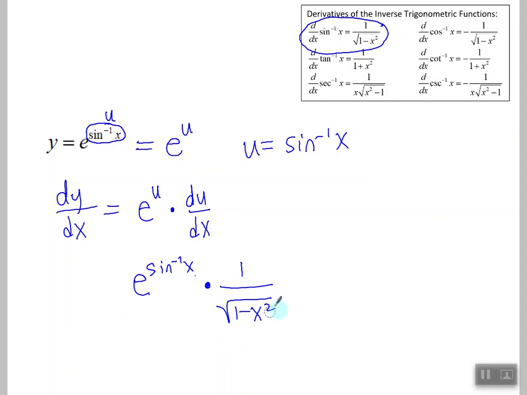This is a valid derivative. It has all x's in it, but we can clean this up just a bit. E to the inverse sine x times 1 is e to the inverse sine x over square root 1 minus x squared. There we have it.